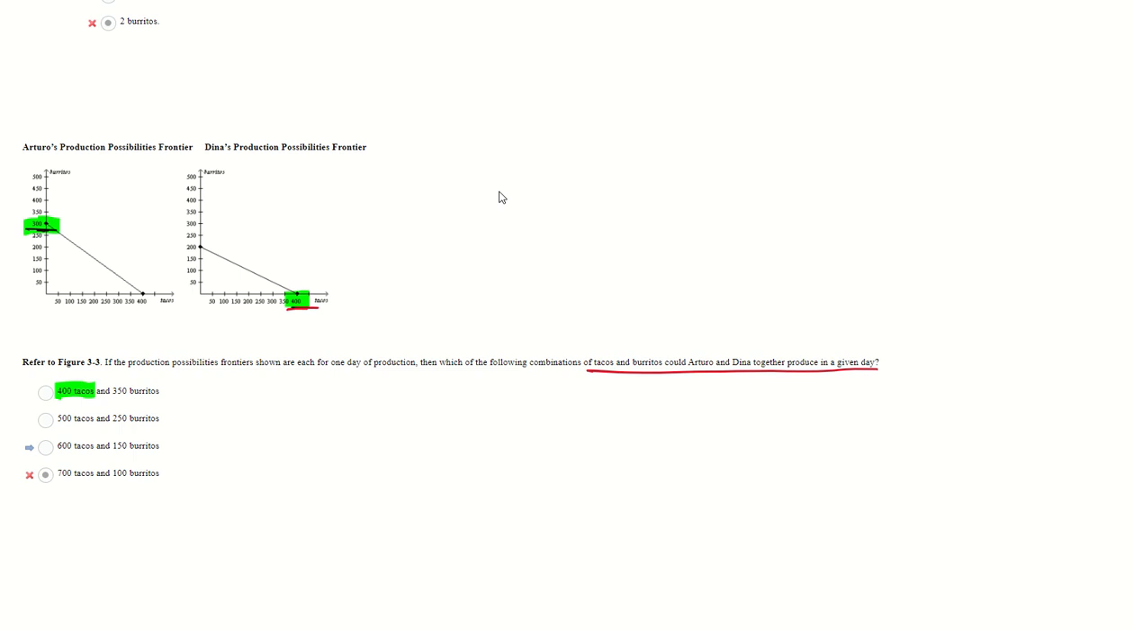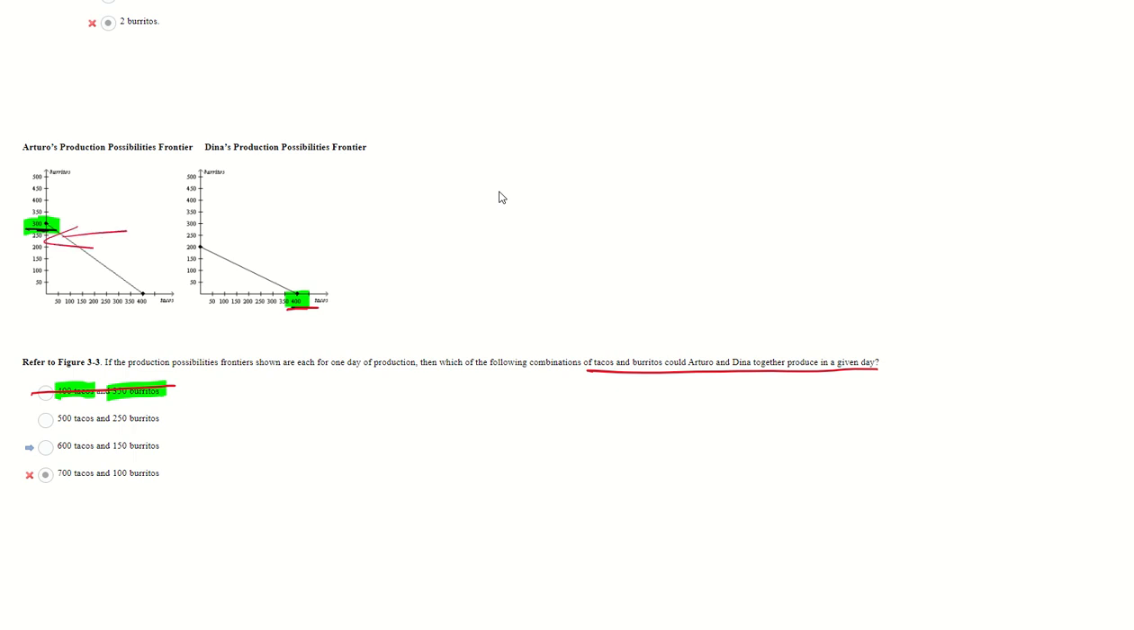But for burritos, it's asking for 350 burritos. However, Arturo can only produce 300 burritos at maximum, so 350 is way too much. So this one is not possible, so this is not a good answer for us. Next, we're looking for 500 tacos and 250 burritos. Let's look at the burritos first. Arturo can produce a maximum of 300 burritos.